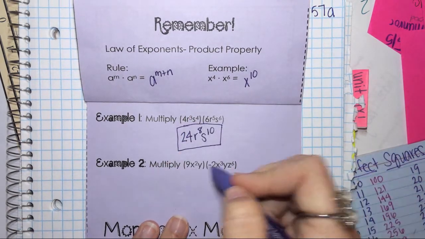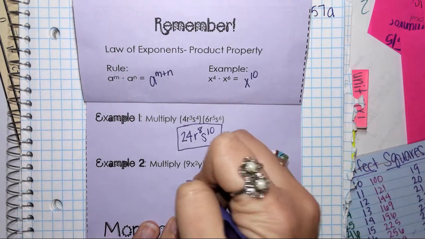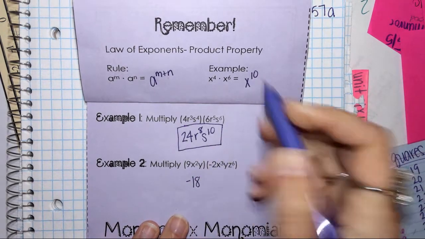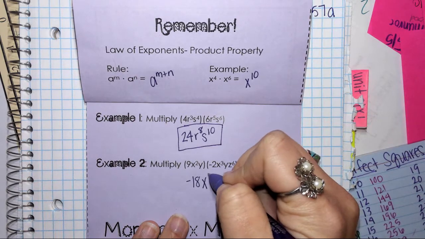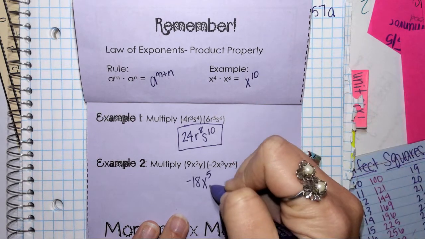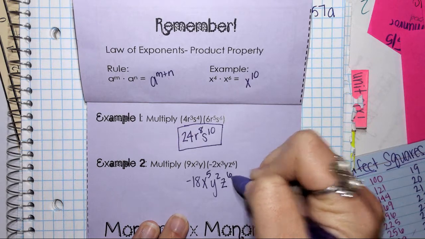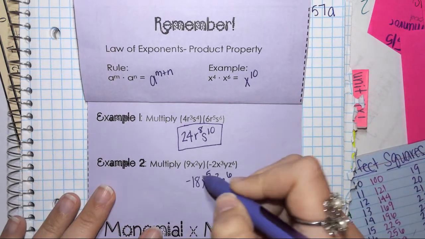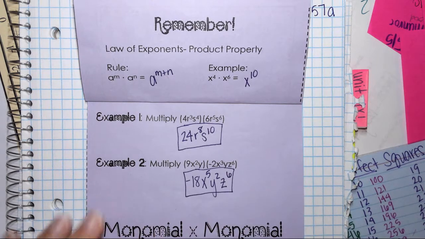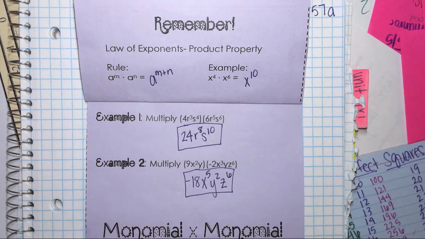For example 2, you're going to do 9 times negative 2, and you get negative 18. X squared times x cubed gives us x to the 5th. Y times y gives us y squared. And there's nothing to combine that z with, so we bring it down. If at any point you need to pause the video, pause it.